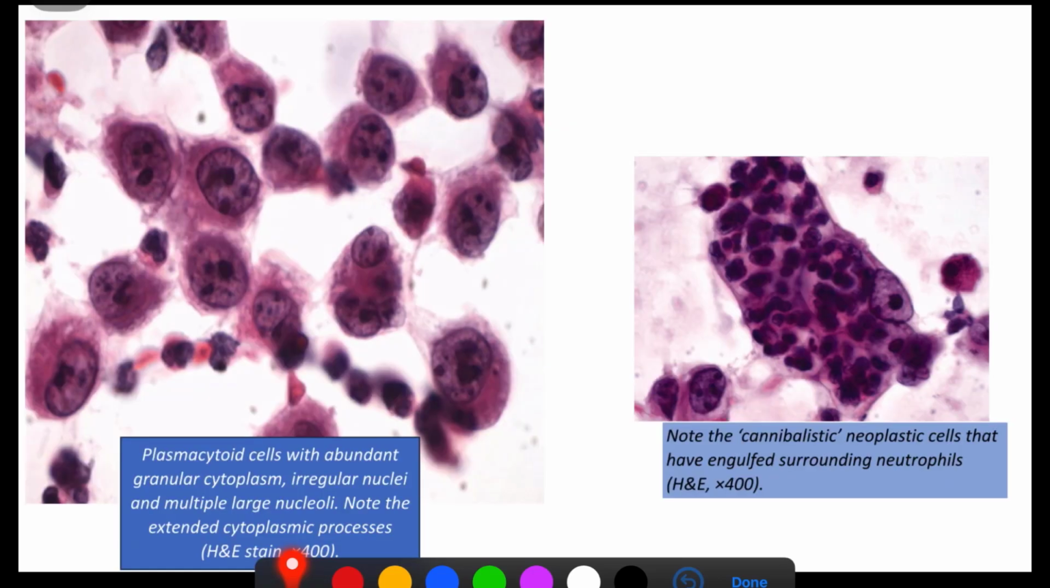So here again, plasmacytoid cells with abundant granular cytoplasm, irregular nuclear membrane and multiple large nucleoli, and some of the cells show cytoplasmic processes. So sometimes you may identify this cannibalistic neoplastic cell. This is a neoplastic cell and it has engulfed many surrounding neutrophils, and we can see them in the cytoplasm of this cell. So this is called cannibalistic appearance.